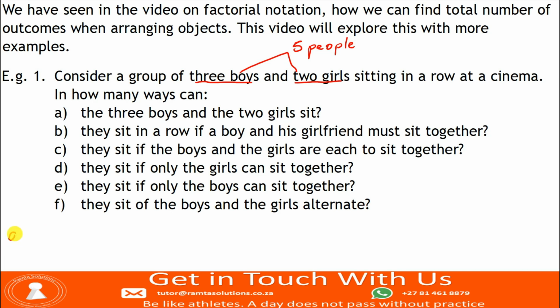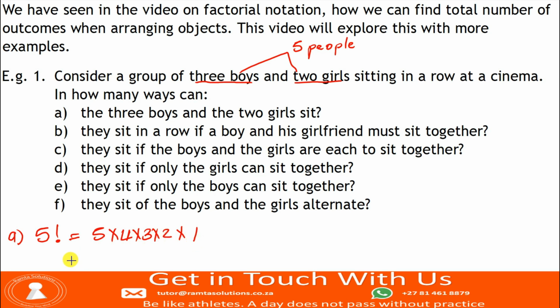It's easy. Part A, they are 5, so this is in 5 factorial ways. Remember, 5 factorial is 5 times 4 times 3 times 2 times 1. Why are we saying that? It doesn't matter who sits first, a boy or a girl. But if one of them sits, we are left with 4 people for the second seat. Then we are left with 3 for the third seat, then 2 for the fourth seat, and if one of the 2 sits, we are left with 1 for the last seat.